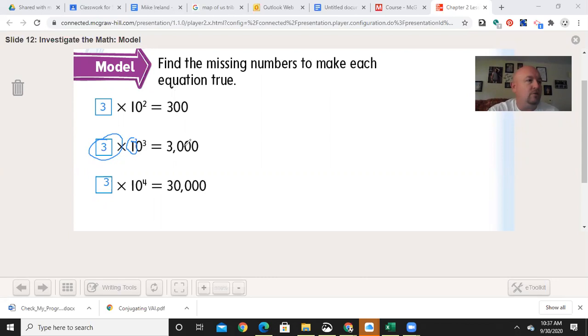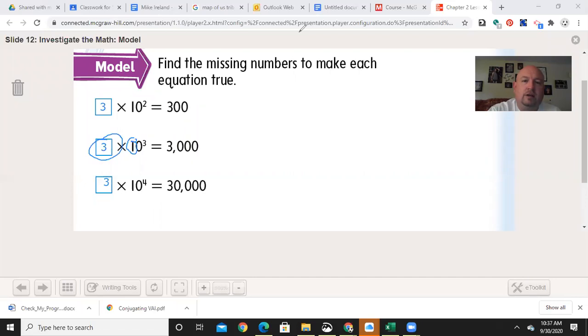So even if I was going 24 times a million, I could go 24 times 1, and then I know there are going to be 6 zeros. So I'd write 24, comma, 0, 0, 0, comma, 0, 0, 0. Knowledge of place value also helps here too.